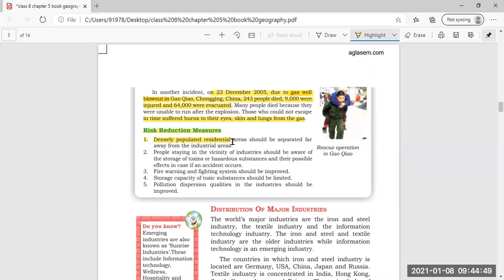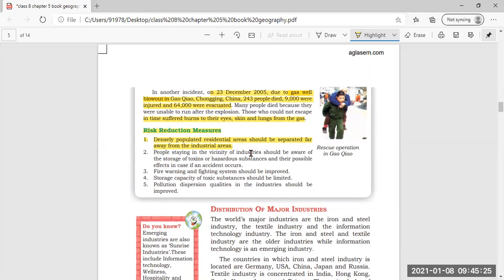So, densely populated residential areas should be separated far away from the industrial areas. The first and foremost thing to keep in mind is that industries should be set up far away from the residential areas, from the areas where people are living, so that if any tragedy occurs in these industries, many people are not affected by it. So, this will definitely reduce the risk to the lives of the people.